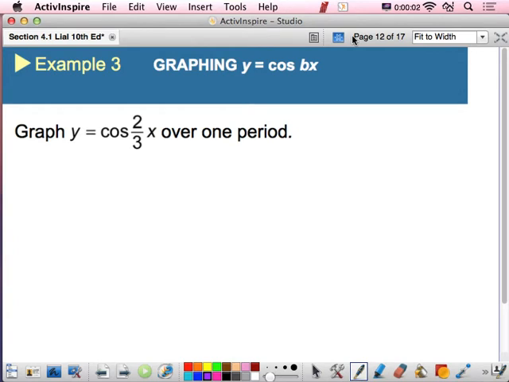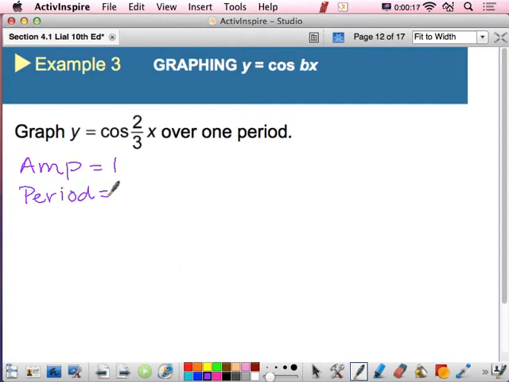y equals cosine of 2/3 x. So, the amplitude is still 1, correct? Yes. Okay, so let's talk about the period, because this is where people tend to get lost.